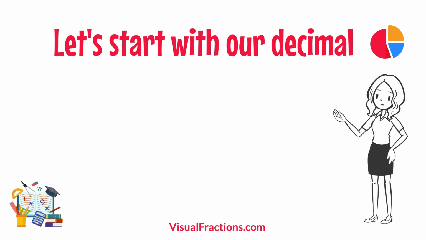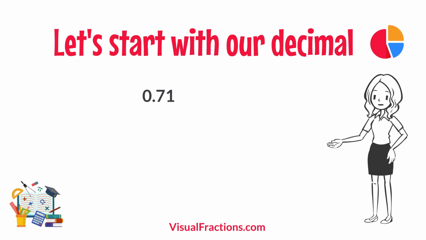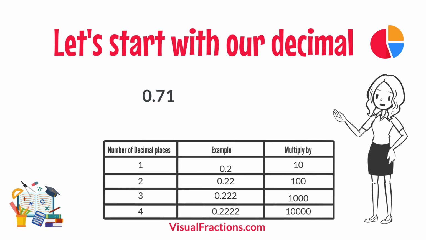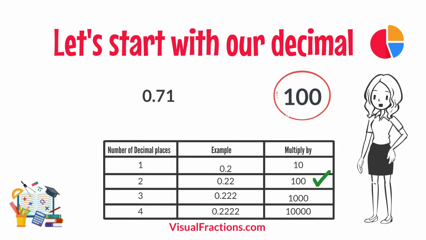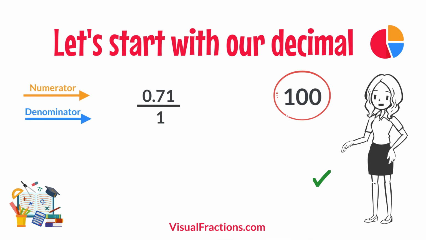Let's start with our decimal, 0.71. Notice there are two digits to the right of the decimal. This places it in the hundredths position. To convert this decimal into a fraction, you initially put it over 1, essentially treating the decimal as the numerator in a fraction where the denominator is 1.